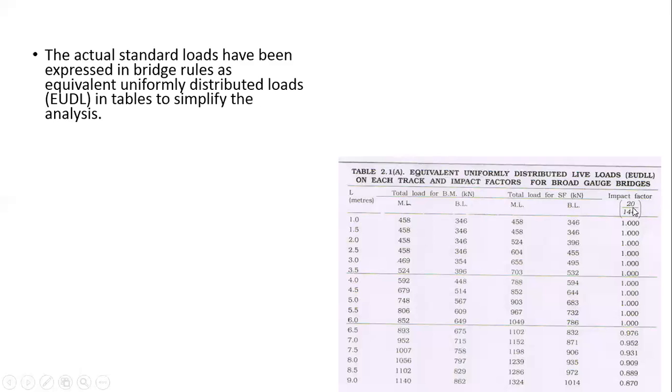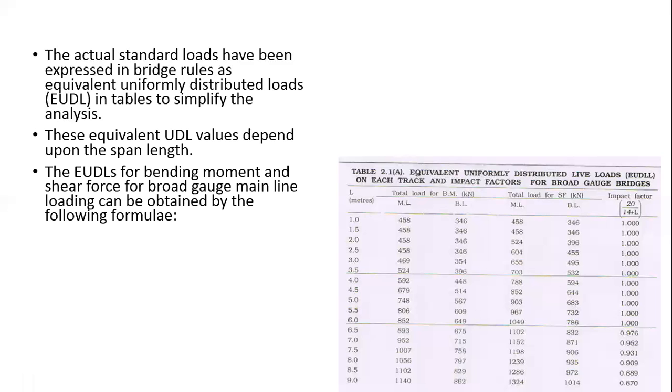The formula for the impact factor is 20 divided by 40 plus L. What is L? L is your span in meters. We will discuss later what the meaning of this impact factor is. Corresponding to each span in meters, we have an impact factor here. So this is how the loads are calculated with the help of bridge rules and design tables. Now these UDL values depend upon the span length. As you see, as the span increases, the load also increases.